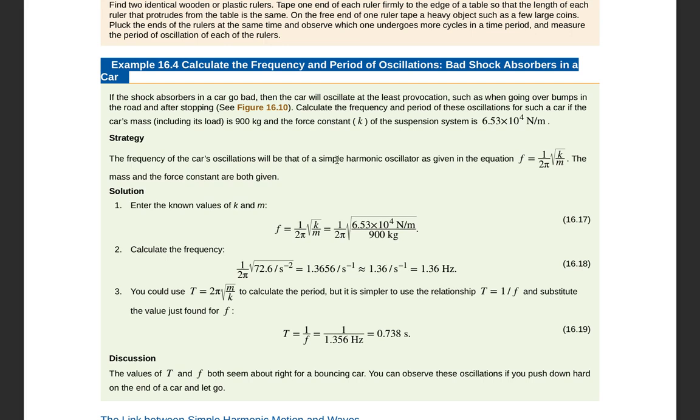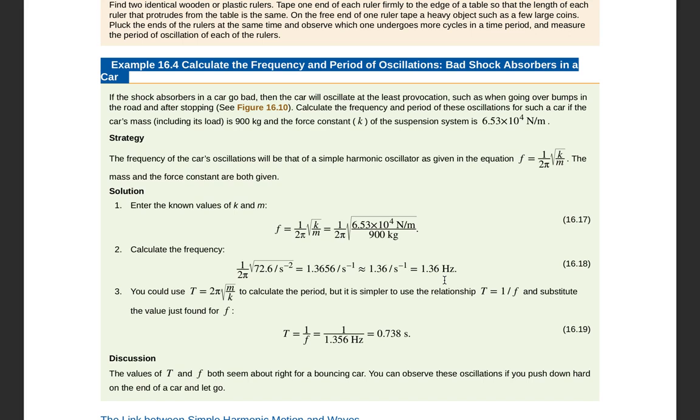So we know we have to use these two new equations we just found. To find the frequency, we have 1 over 2 pi square root of k over m, and we just plug in. So 6.53 times 10 to the 4th over 900 will give us 72.6, and the units here would be 1 over seconds squared. Take the square root of all that, and multiply by the constant 1 over 2 pi. That'll give us roughly 1.36 hertz. Remember, it's frequency, so it has to be in hertz.